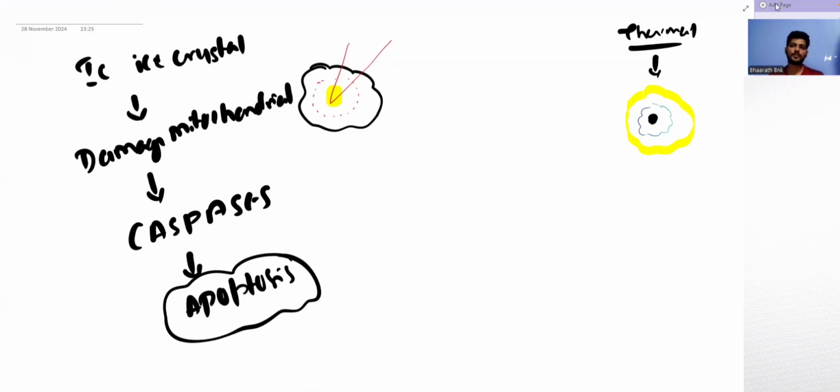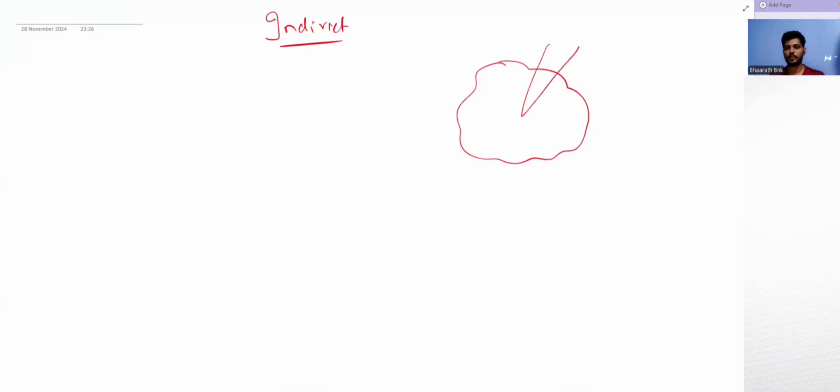Now what happens in indirect injury? So when it comes to indirect injury, if this is a tumor and you have placed a probe, now this tumor does not just contain cells, it also contains blood vessels.